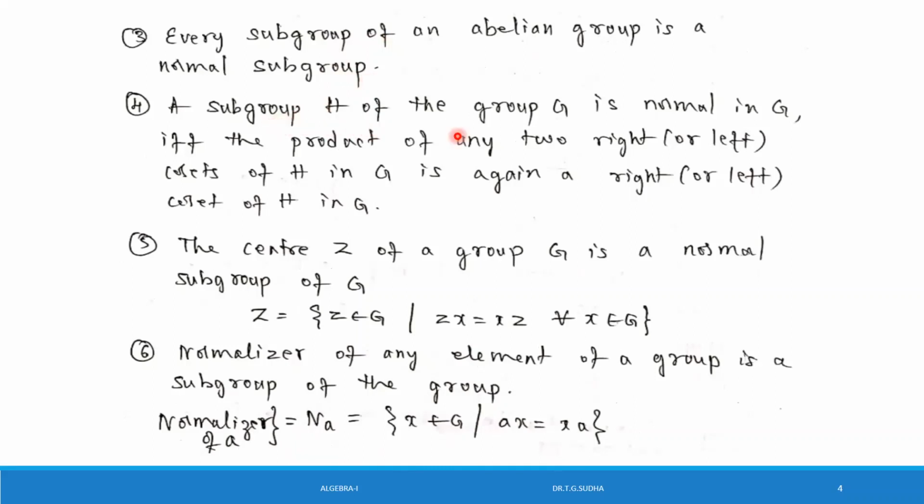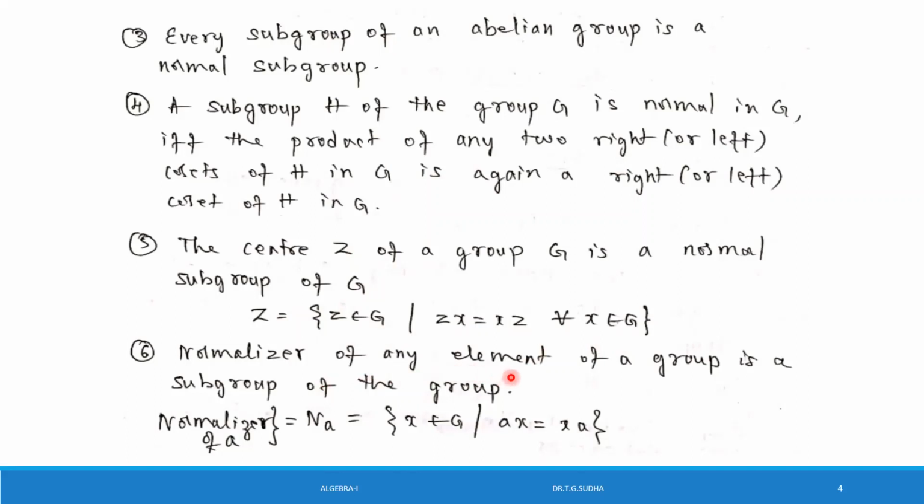A subgroup H of a group G is normal in G if and only if the product of any two right cosets or any two left cosets of H in G is again a right coset or a left coset of H in G. The center Z of a group G is a normal subgroup of G. And the center Z is given by the set of all elements z belong to G such that zx is equal to xz for all x belongs to G. That means this Z contains all those elements which commute with every element of G.